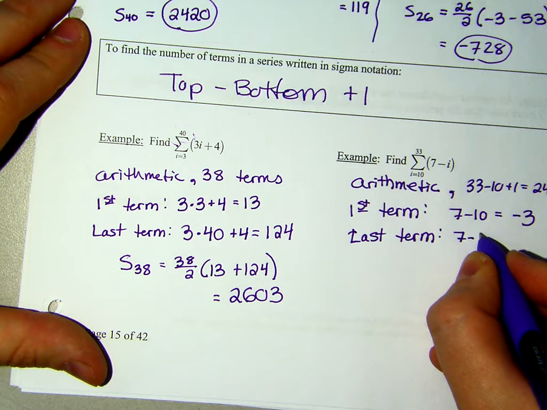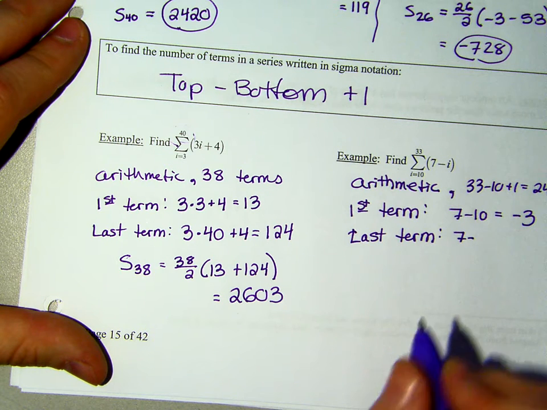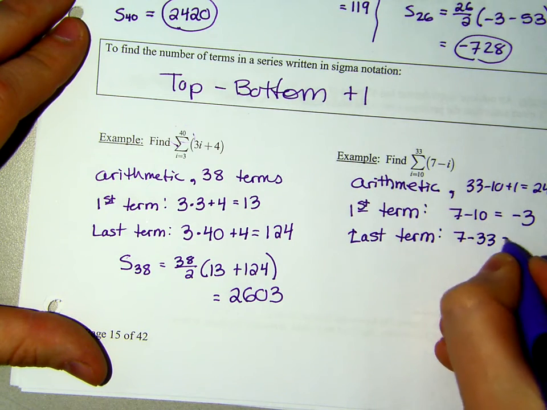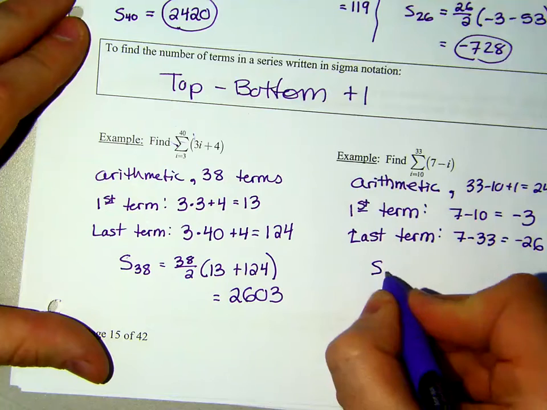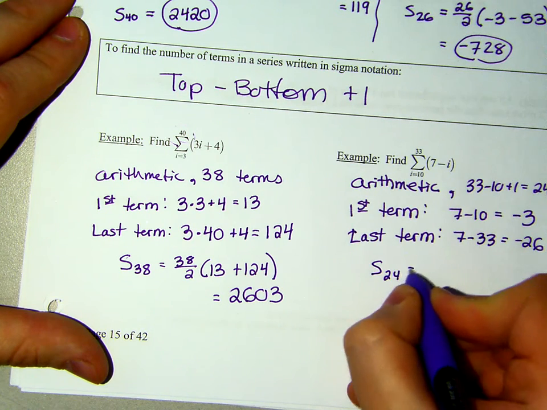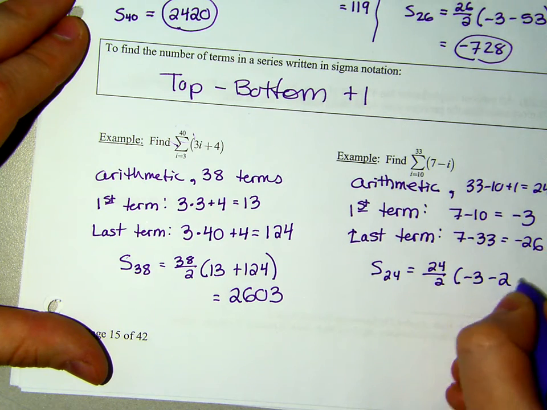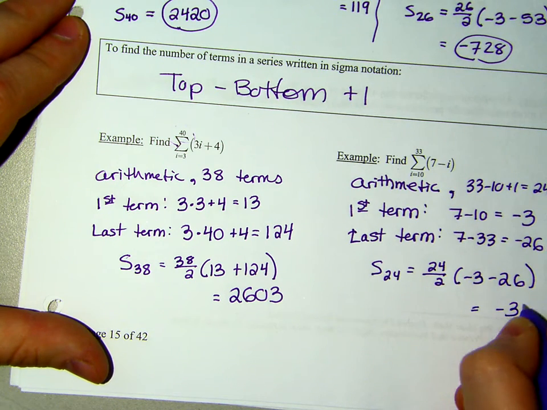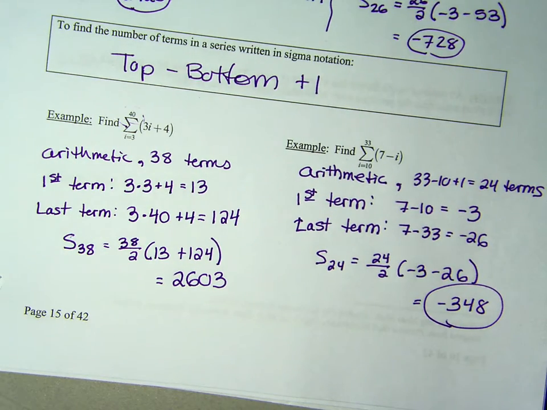33 minus 10 plus 1. You don't mean that. I think you mean plugging in 33 to the formula, perhaps? Yeah, oh. My bad. Oh, good. So like negative 26. So I think S sub 24 should be 24 over 2 times negative 3 minus 26. I am getting negative 348 for that. Does this make sense?